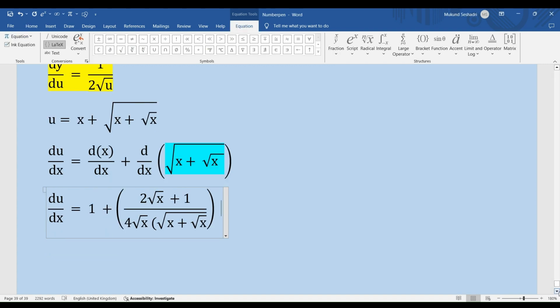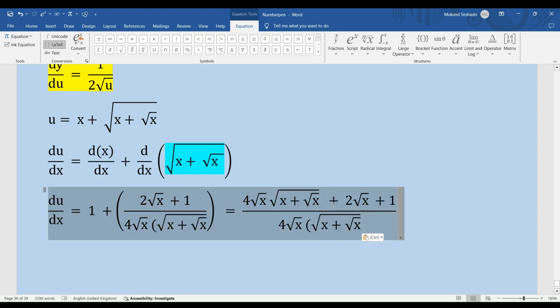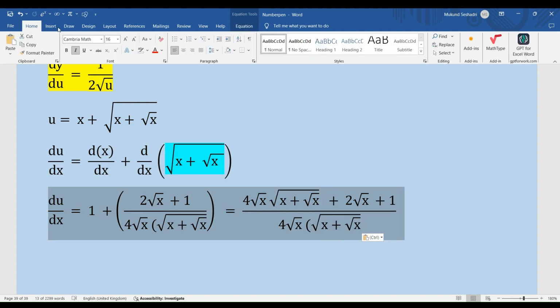The answer for d by dx of square root of x plus root x is nothing but 1 plus 2 root x, the whole divided by 4 root x into square root of x plus root x, right? So I'm going to do a cross multiplication out here. This is what I have with respect to du by dx, right? So now let me highlight this in green.